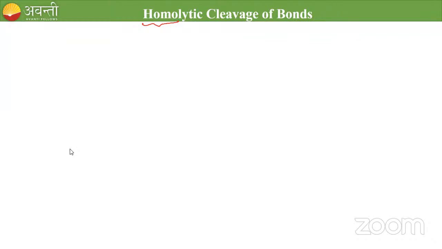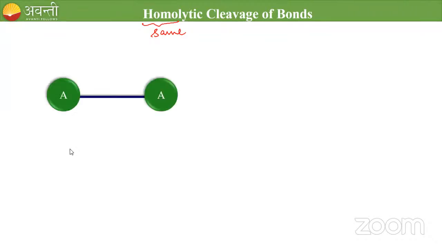Very good, Prahati and Suhra. Homo means same. Very good, Farnas. So let me take a molecule in which A is bonded with another A. A2 is the molecule. There is one bond between the two atoms of A. If this bond gets broken, of the two electrons present in that bond, one will go towards the first A and the other one will go to the second A.